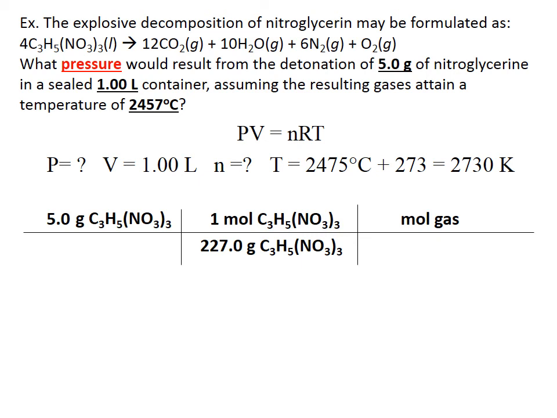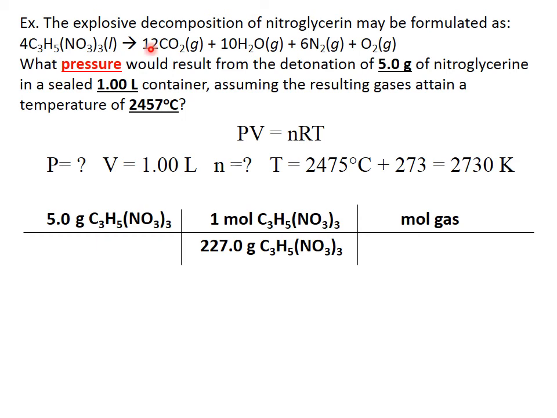Since we're talking about the resultant gases, we're not talking about just one gas in particular. So I'm not talking about carbon dioxide, water vapor, nitrogen, and oxygen by themselves. We're talking about a combined number of moles of gases. So we add our coefficients for our gases. So we have 12 plus the 10.